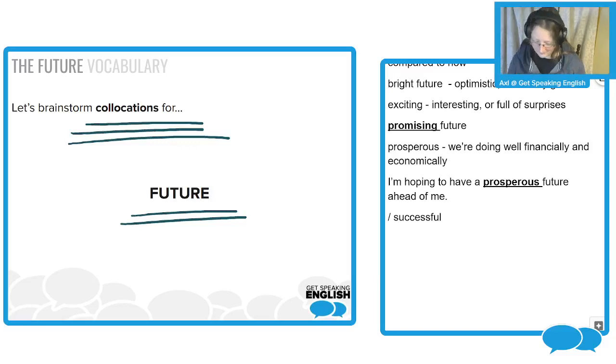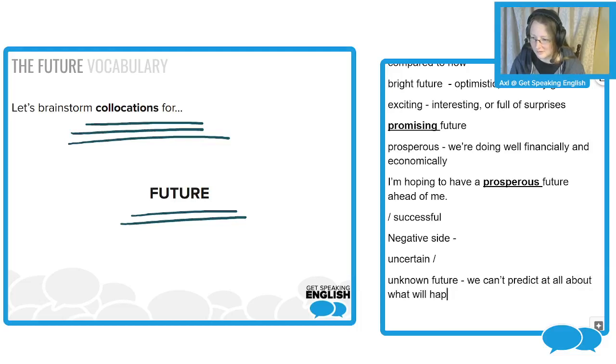Also on the downside of things, so the negative side, you might talk about having maybe an uncertain or an unknown future. So if something is uncertain or if something is unknown, we can't predict at all. And obviously, if something is uncertain, that means that there's a lot of unpredictability there. It's really hard to know what will happen.